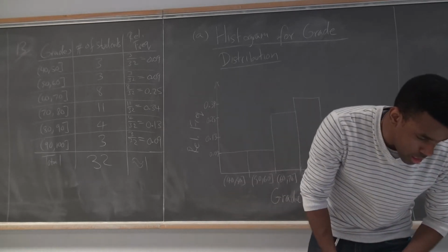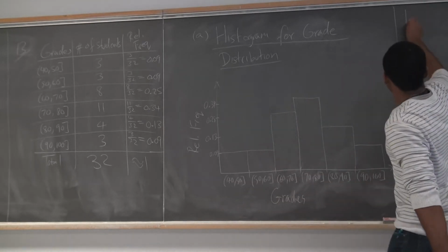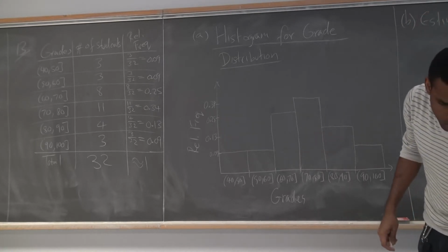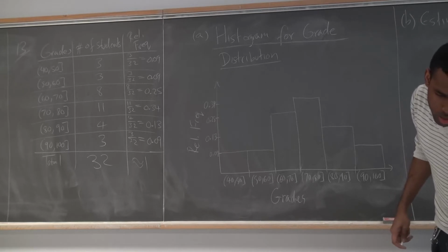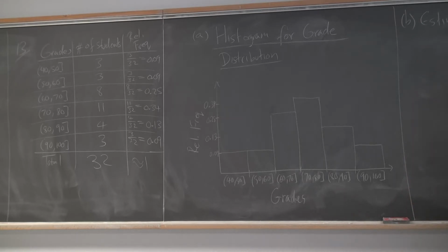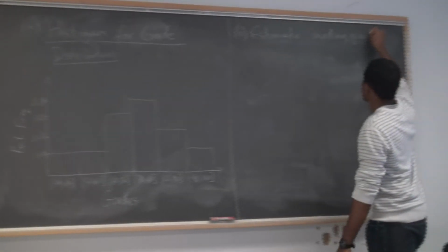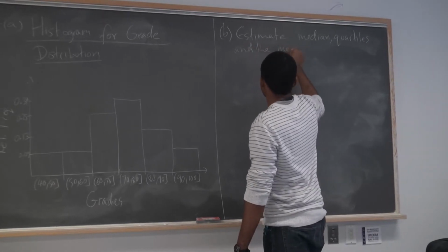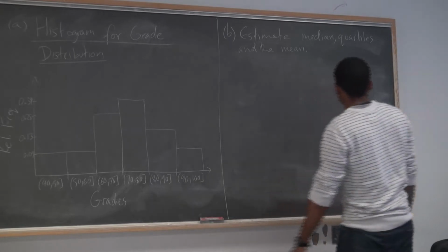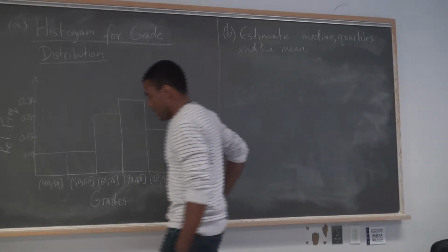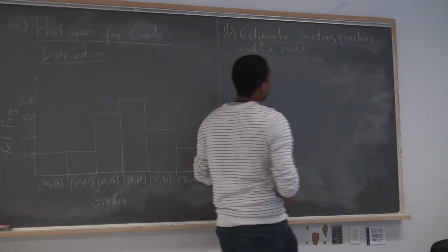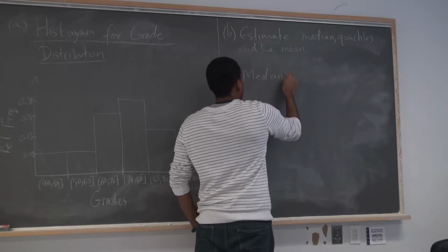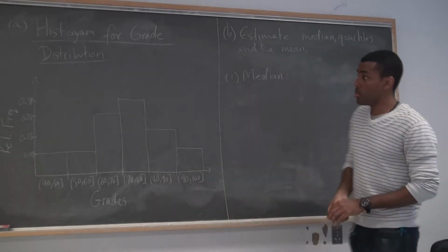Okay, so now in part B, we basically want to estimate the median, the quartiles, and the mean. So let's start with the median. So how did we say we do this?